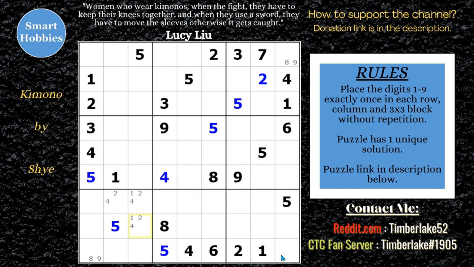You have a 3-7-8-9 across the bottom. So 3-7-8-9, 3-7-8-9. But what you'll see is that the 7's covered here. So the 7's are a claiming pair right there. And so these can't even be 7. So now you have a 3-8-9. Make a triple right there, which makes this a 7. Cool, huh?